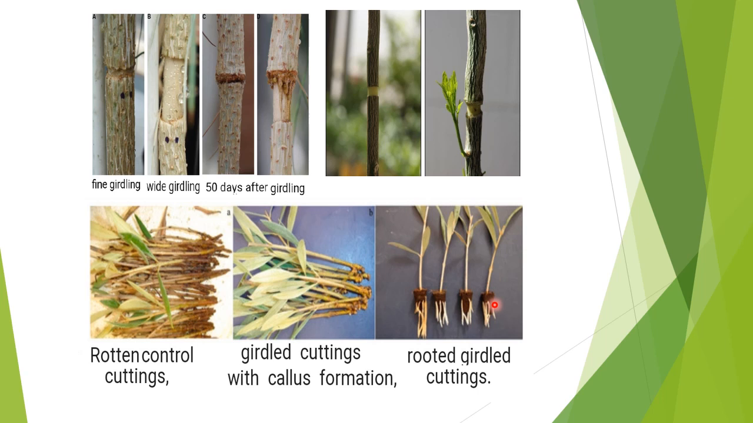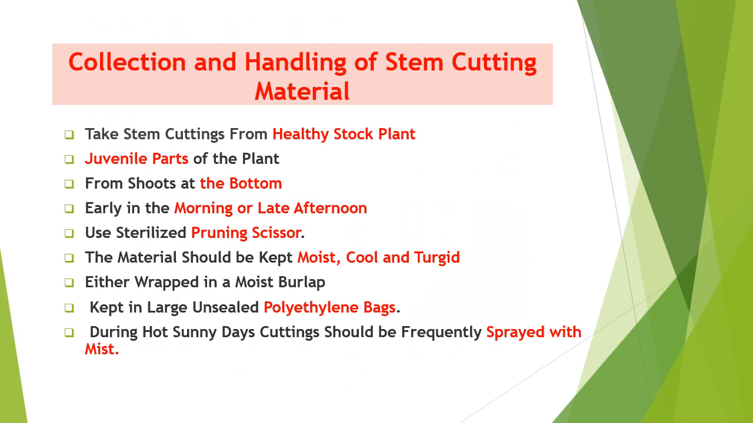That means girdling has a positive impact on root formation in stem cuttings. If a stem cutting is taken from the girdled area, it will have more adventitious root formation, while if you take it from the ungirdled area, they are mostly rotten. That means girdling and etiolation are the two techniques which help in the formation of adventitious roots in stem cuttings.